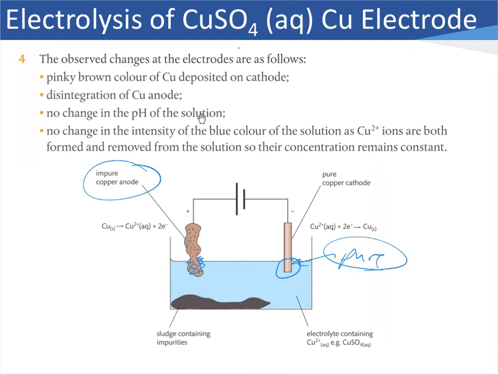No change in pH in the solution because there are no hydrogen ions or hydroxide ions being created or used up. And no change in the intensity of the blue color because we are forming copper ions and we are removing copper ions. So there's no net change in the color of the copper solution.